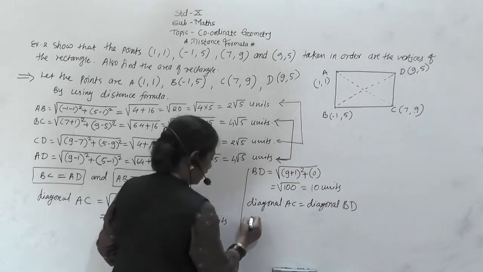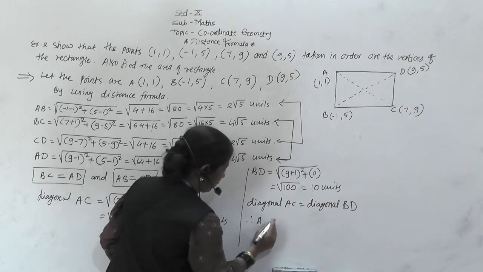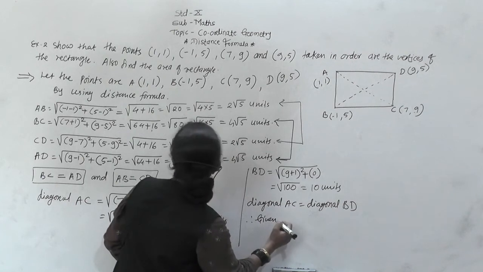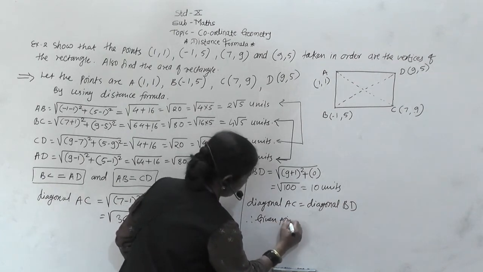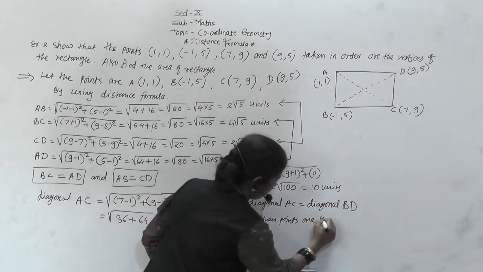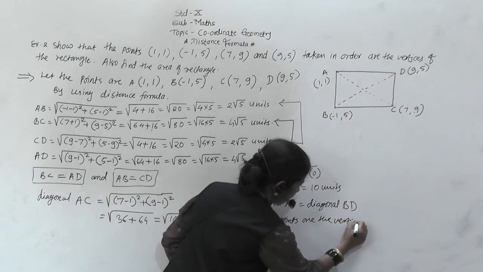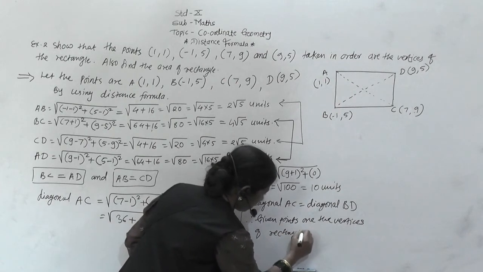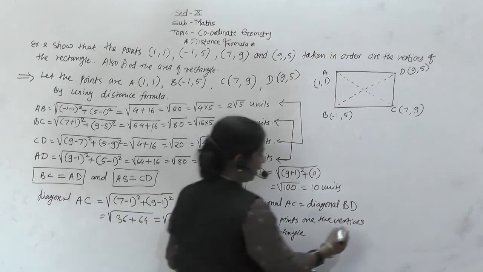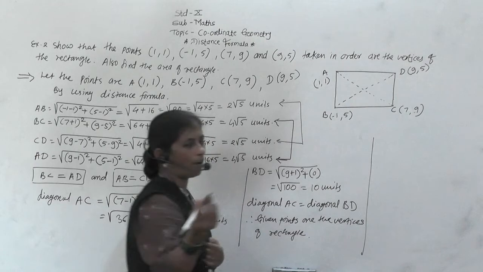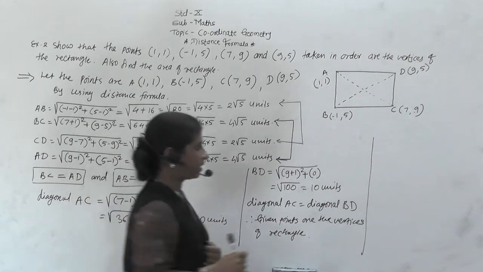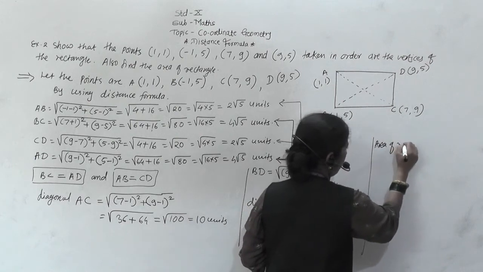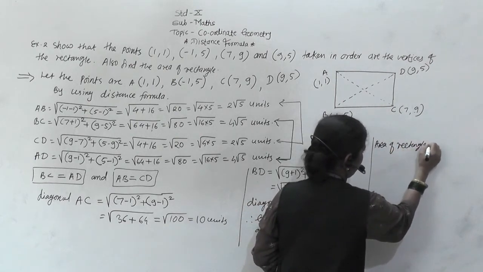So we can write here, hence A, B, C, D, the given points, are the vertices of a rectangle, correct? Vertices of a rectangle. And again here they ask us to find the area of the rectangle. So area of rectangle, what is the area of rectangle formula?